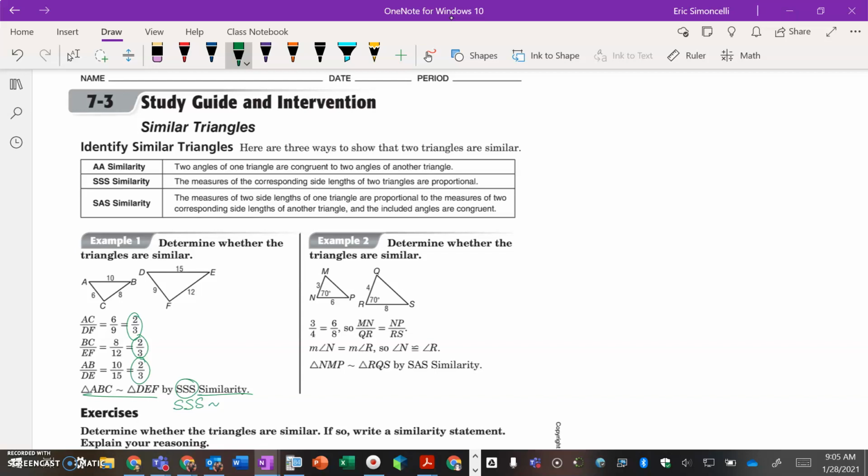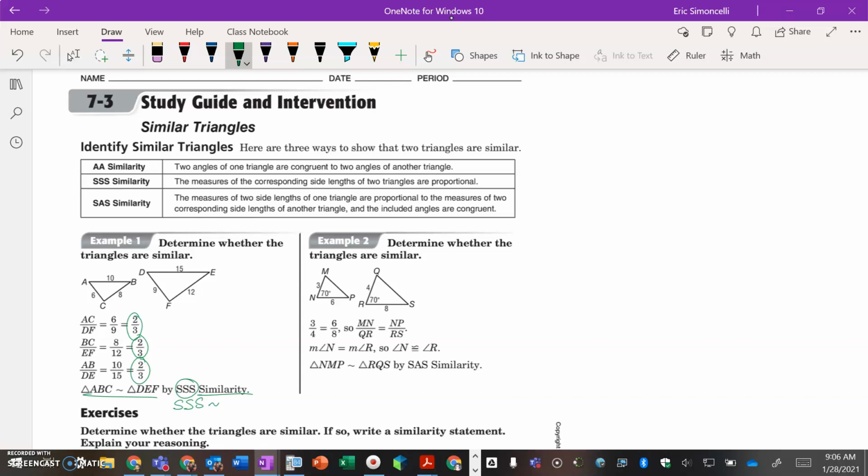All right, example 2. Determine whether, again, the triangles are similar. We've got a side, an included angle, and a side on one triangle, and a side, an included angle, and a side on the other triangle as well. So we're going to shoot for side-angle-side. Let's see if this meets the definition requirements.